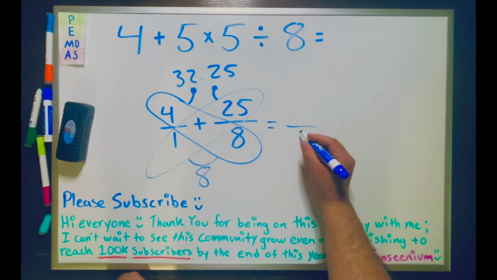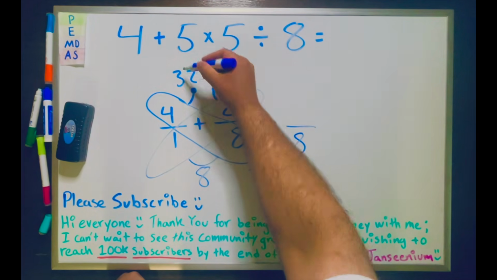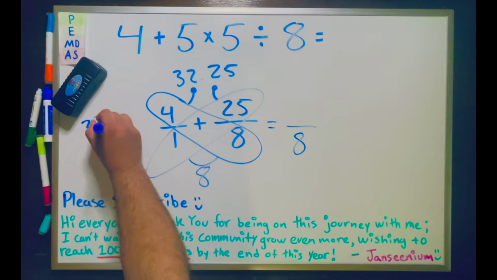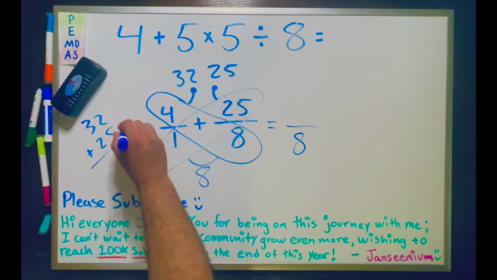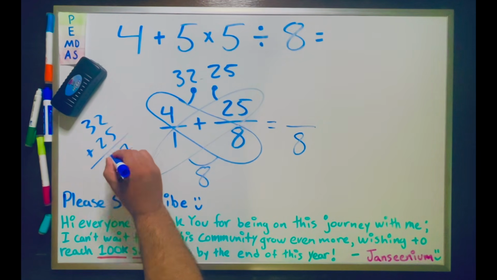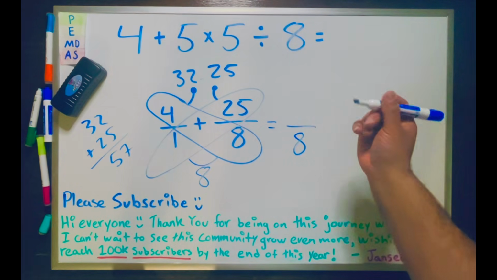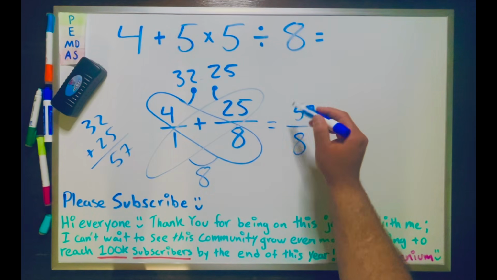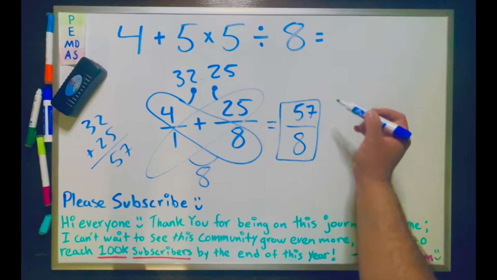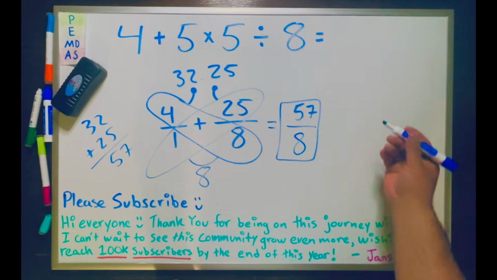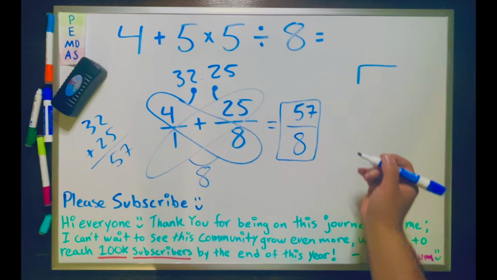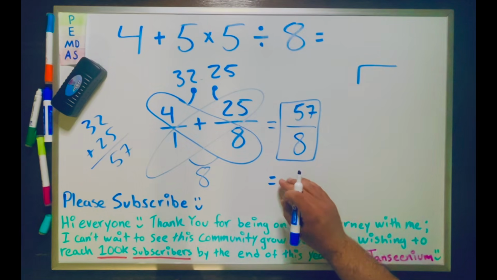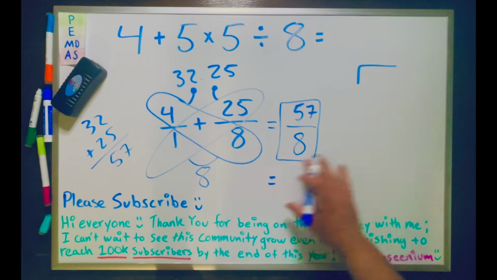So our new denominator is 8. And then we add 32 plus 25. So 32 plus 25, that's 7, 3, 4, 5. 57. So I'll write 57 here. And this cannot be simplified further. So this is your answer in an improper fraction. Now let's go ahead and use long division to help us find the decimal answer and the mixed number answer. So I'll write those here and here because we got the space.